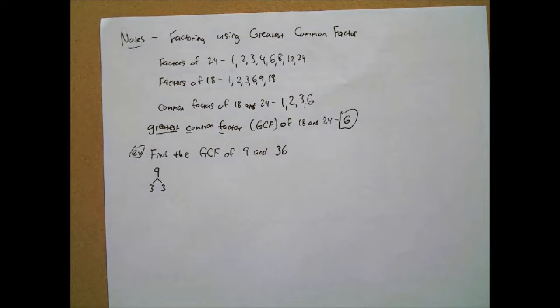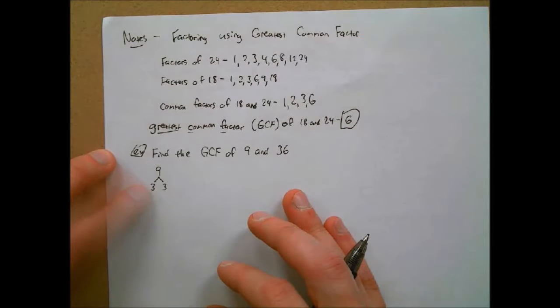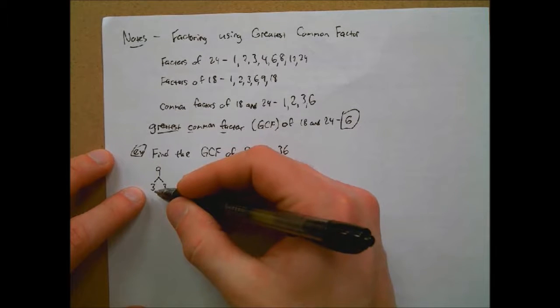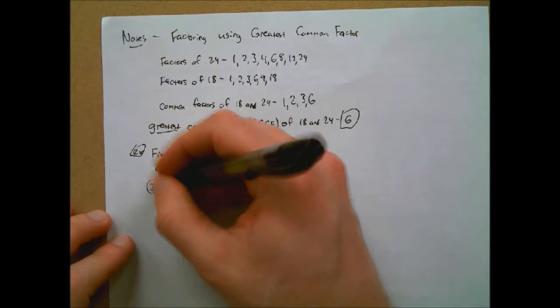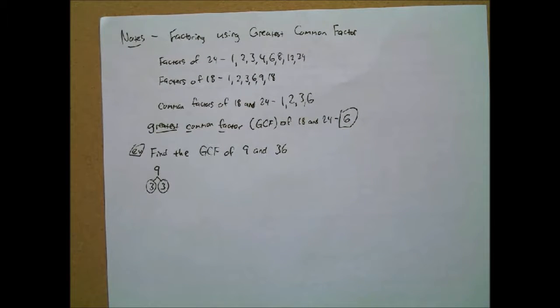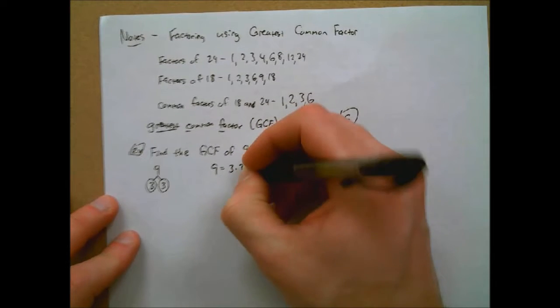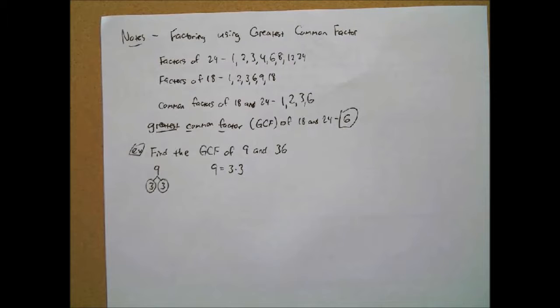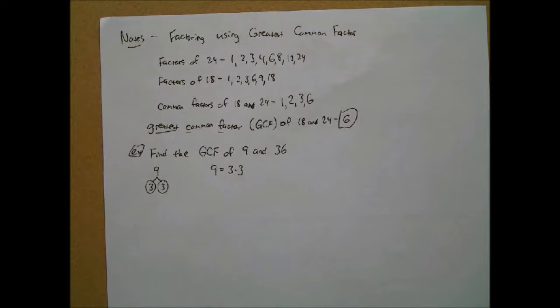Can 3 divide any more? Can we break down 3 any more? Not by whole numbers, right? 3 is what we call prime. You guys remember that, right? It's only divisible by itself and 1. So we'll just say 3 is that. And of course, this 3 also won't break down any further. So in other words, 9 is equal to 3 times 3, right? That's easy enough. Okay, so that's pretty easy.